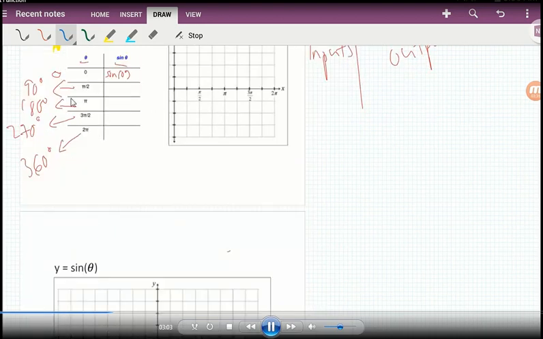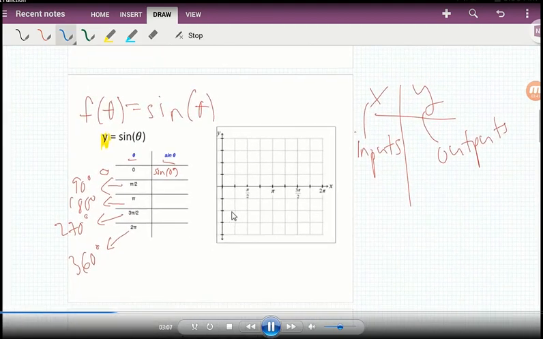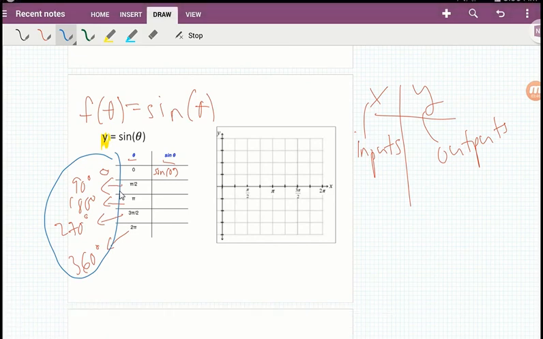Sorry, I didn't like how that little circle looked, so I'm just going to draw a new one. So I lost my train of thought.